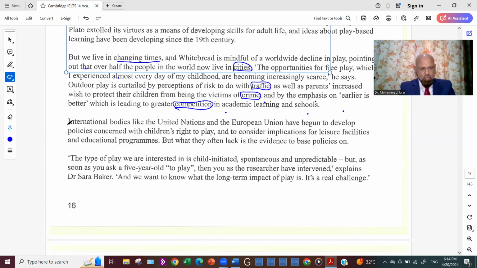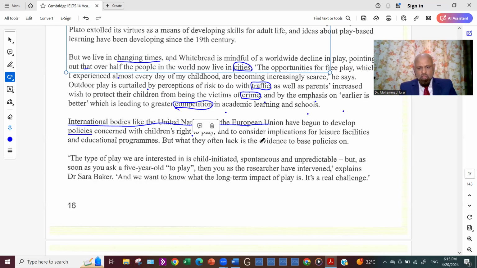International bodies, like the United Nations and the European Union, have begun to develop policies. You see, this is a clue for us. So it's about international policies determined by bodies like UNO and the European Union, concerned with children's right to play and to consider implications for leisure facilities and educational programs. But what they often lack is the evidence to base policies on.